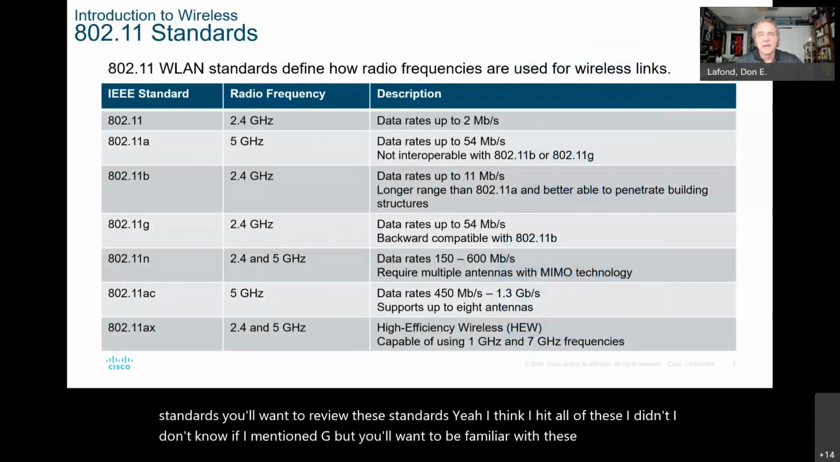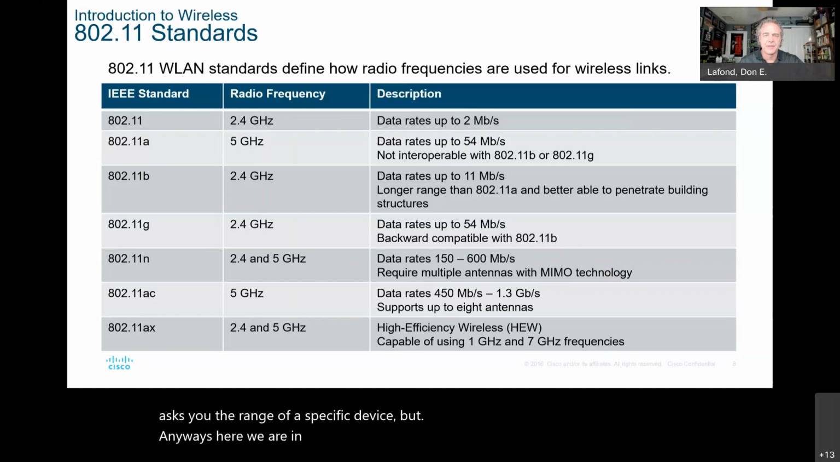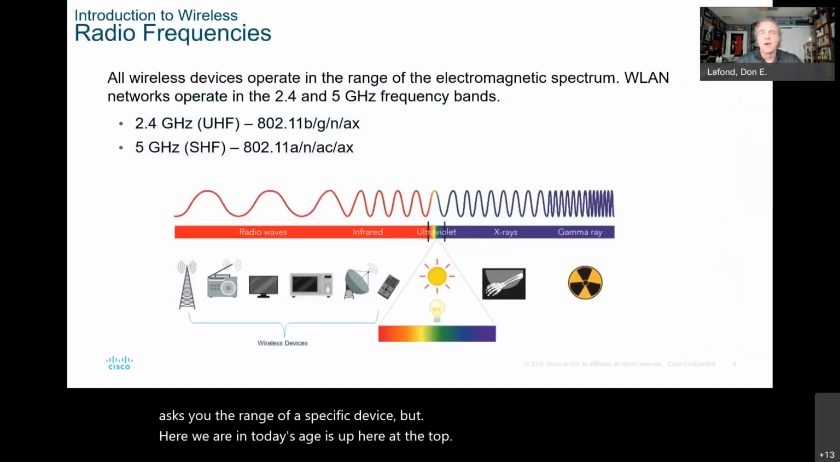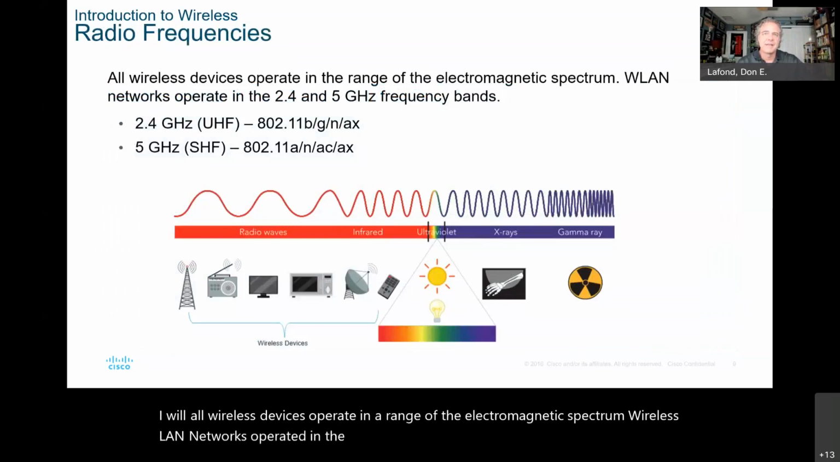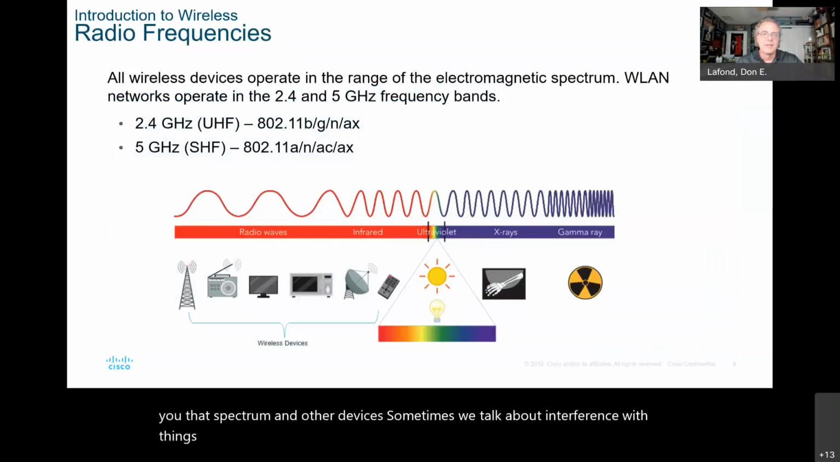I'm not sure how many questions you're going to get on the exam that asks you the range of a specific device. But anyways, here we are in today's age is up here at the top. All wireless devices operate in a range of the electromagnetic spectrum. Wireless LAN networks operate in the 2.5 and 5 gigahertz frequency bands. And it shows you that spectrum and other devices. Sometimes we talk about interference with things like microwave because that also operates in that spectrum.